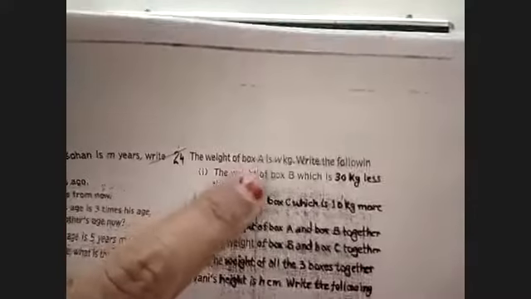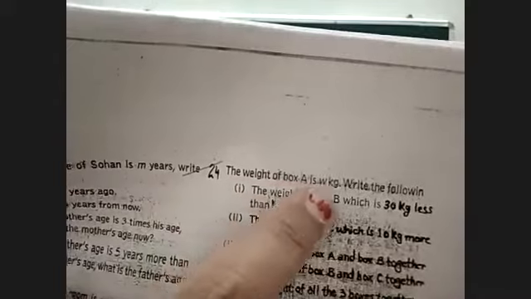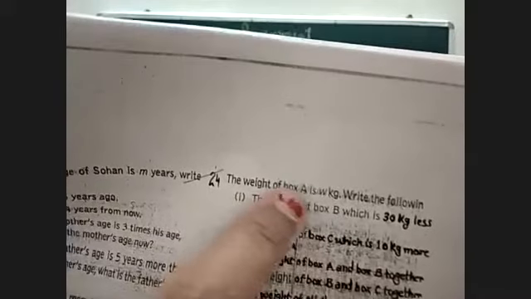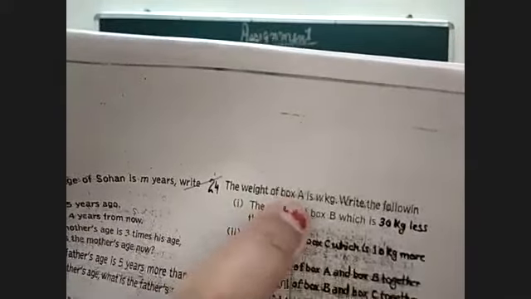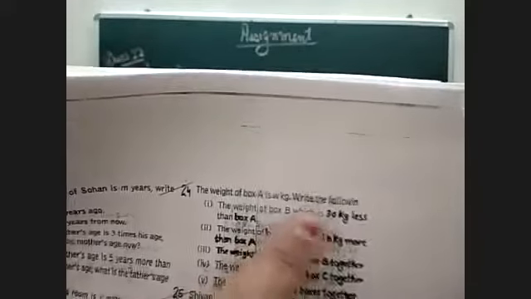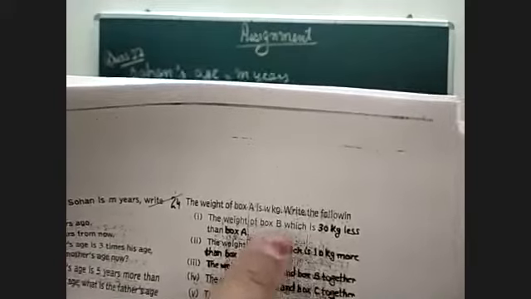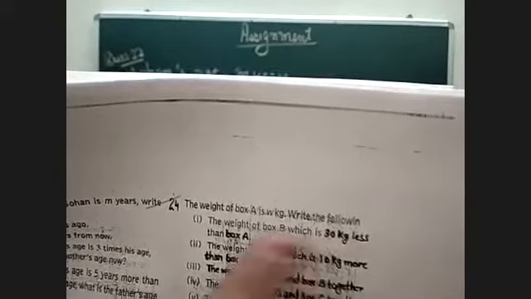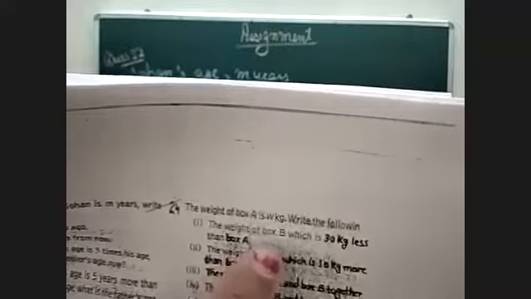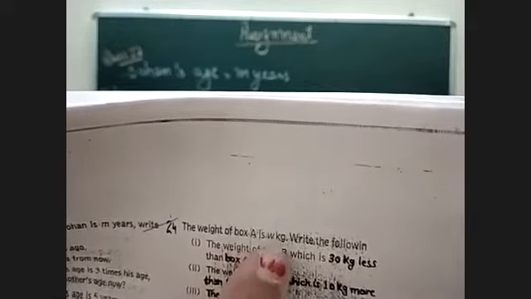And here the weight of box A is W kg. You are given that one box is there whose name is box A, and its weight is W kg. Then the weight of box B, which is 30 kg less than box A. Its weight is 30 kg less. That means you will be subtracting 30 from the weight of box A.